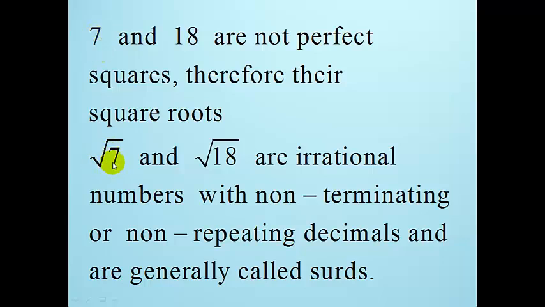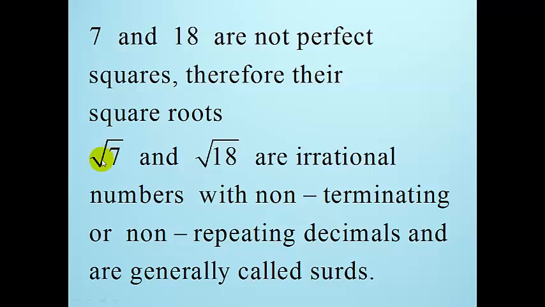When we take the square root of 7 and you take the square root of 18, they give non-terminating or non-repeating decimals, and that is why they are generally called surds. When we say a number is an irrational number, it means that that number cannot be expressed as a quotient of two integers. So root 7 and root 18 are irrational numbers with non-terminating or non-repeating decimals and are generally called surds.